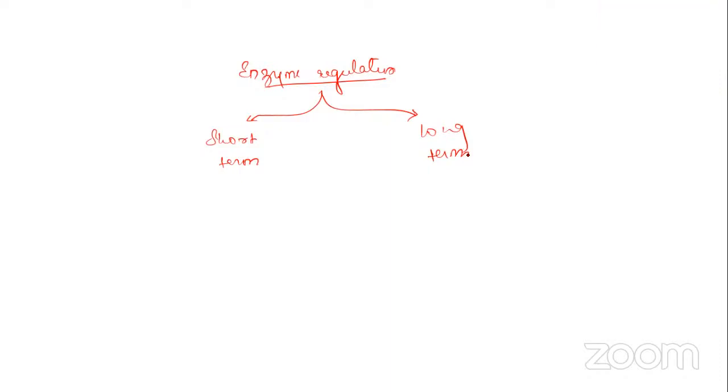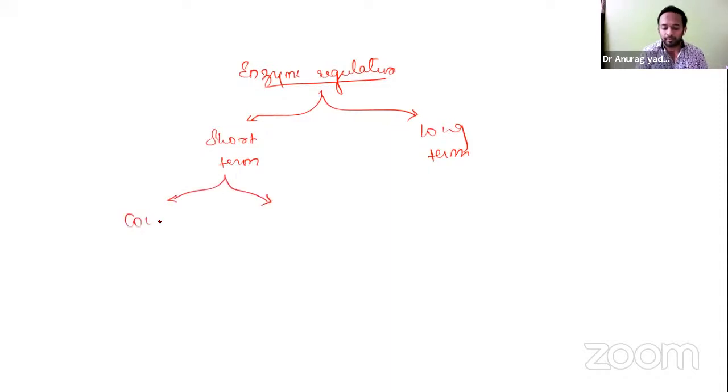Long term is the one where there is a change in the concentration of the enzyme and it is regulated at the level of DNA or protein synthesis. Short term, again, can be of two types. One is covalent modification and the other is non-covalent modification of the enzyme. Non-covalent is also termed allosteric. So allosteric regulation or modification comes under this, that is the non-covalent.